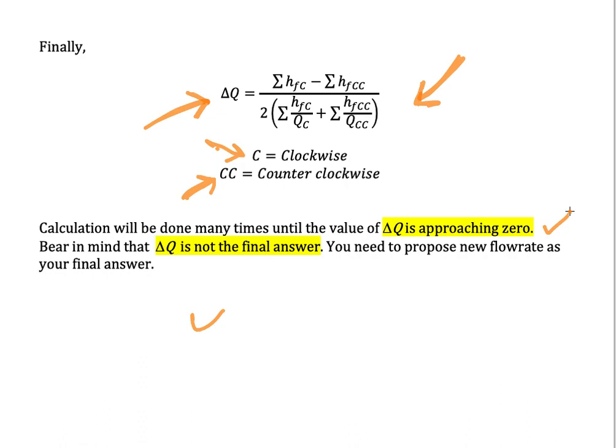Bear in mind again, the delta Q is not the final answer. You need to propose a new flow rate as your final answer. I will explain later how to get the final answer based on the value of delta Q. Now, I hope you could understand the derivation of delta Q here, and you need to know this calculation is based on the rotation, the clockwise and the counterclockwise value.